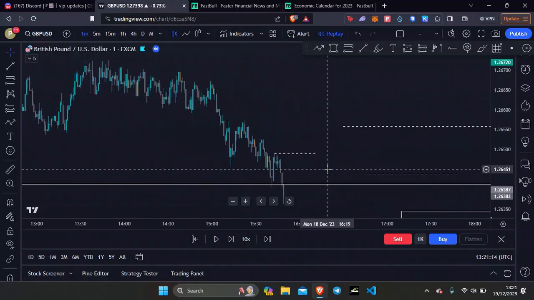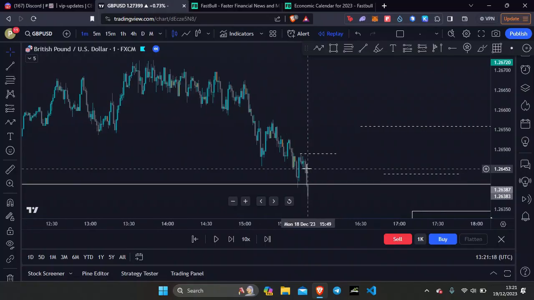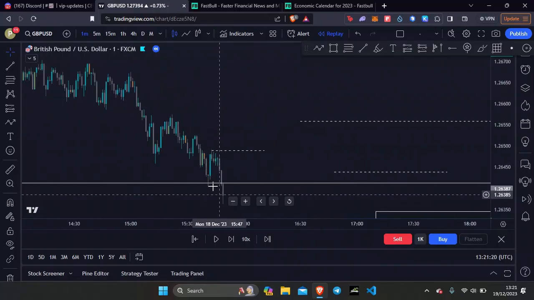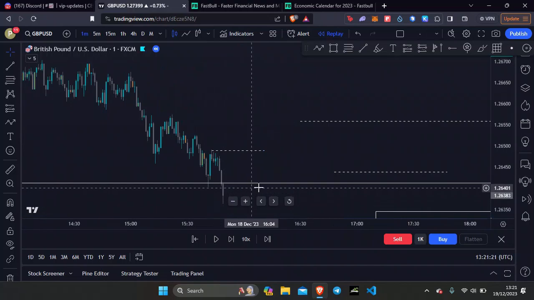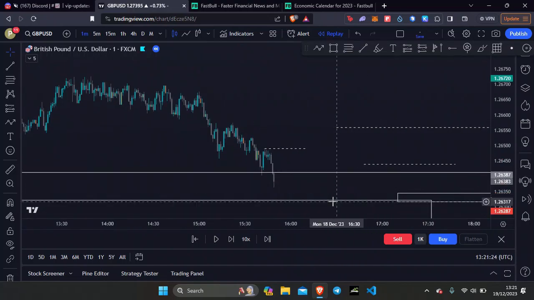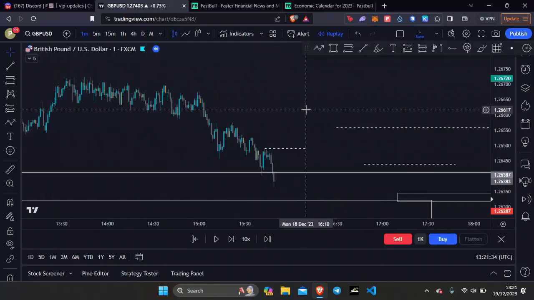Now, price has tapped into our 4-hour demand zone. So the number one thing that we have to remember is price can tap into the 4-hour demand zone. It doesn't necessarily have to go lower into our refined zone because there's nothing that price has to do. Price will do what it wants to do, right? So we could see a reaction from here.